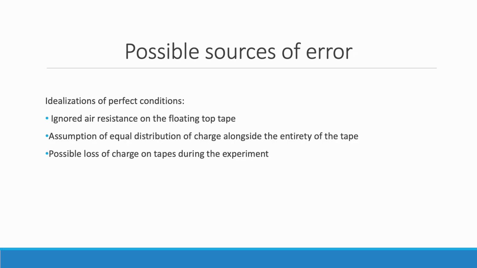Some possible sources of error are obviously the idealizations of perfect conditions. We ignored air resistance on the floating top tape when it was moving and repelling away, the assumption of equal distribution of charge along the entirety of the tapes, and also the possible loss of charge of the tapes during the experiment when we were handling and touching everything.